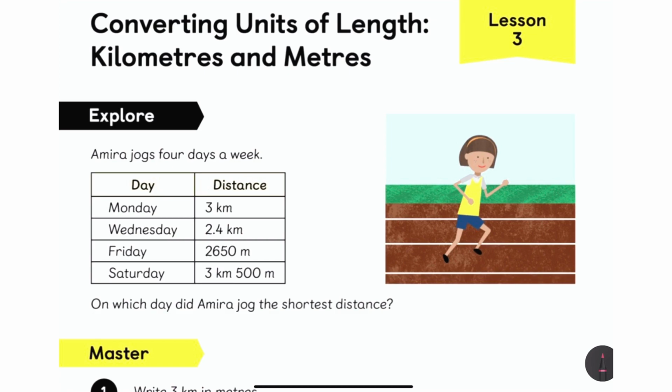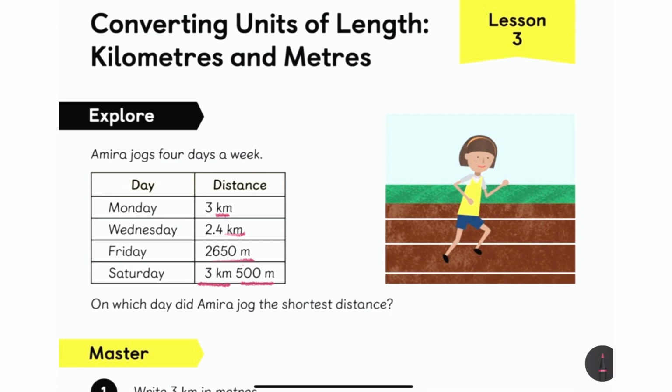Amira jogs 4 days a week. That's our Monday, Wednesday, Friday, and Saturday. On Monday, she jogs 3 kilometers. Wednesday is 2.4 kilometers. Okay, so far kilometers. Friday, 2,650 meters. Okay, we have got meters. Saturday, 3 kilometers 500 meters. On which day did Amira jog the shortest distance?